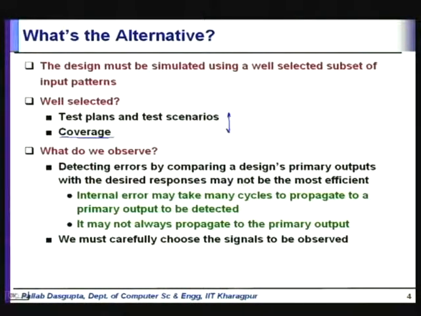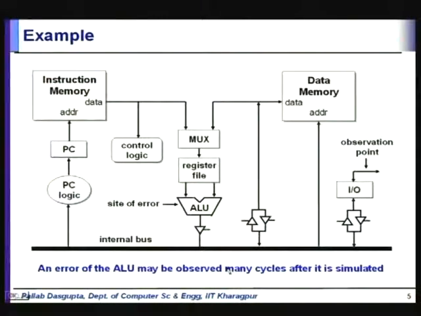Now, to give you an example, let us look at this simple processor. So, I have the instruction memory, I have a data memory, I have a register file here, and I have the ALU which is going to do most of the arithmetic operations. There is the program counter and the program counter logic which chooses the instructions from the instruction memory, right, and there is the internal bus which connects all these things together.